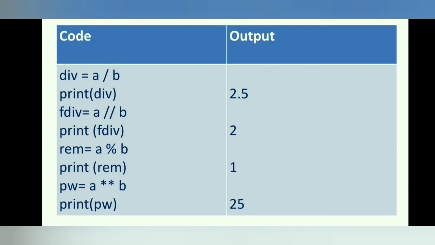A modulo division b is assigned to rem, print rem, the output will be 1. Modulo division operator returns the remainder. A to the power of b is assigned to pw, print pw, the output will be 25.